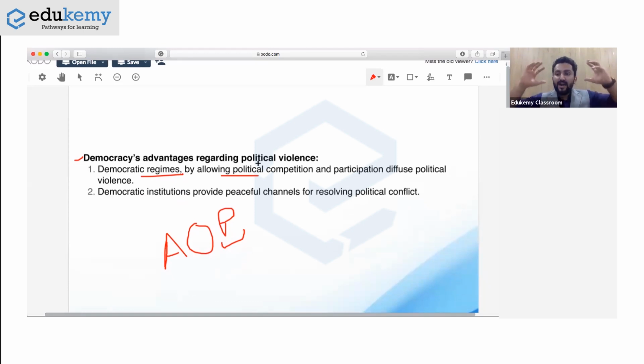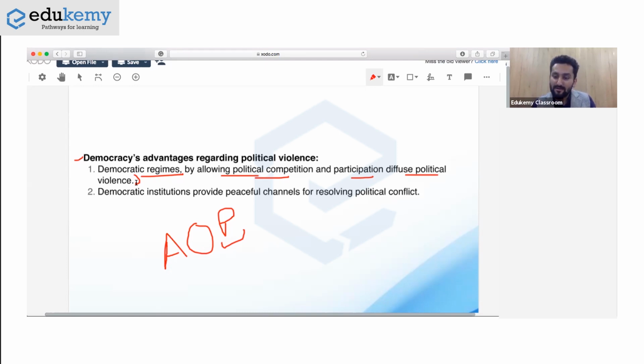It means if a government, the party of one government, is using force against people, then what is going to happen in the next election? In the next election, there is a great chance that this party is going to get defeated. So since we have political competition, participation, it diffuses political violence. So every political party limits itself, that we cannot use power indiscriminately, because otherwise these people are not going to vote for us again in the next election. So this is available in democracy. Do you have this facility in autocracy?